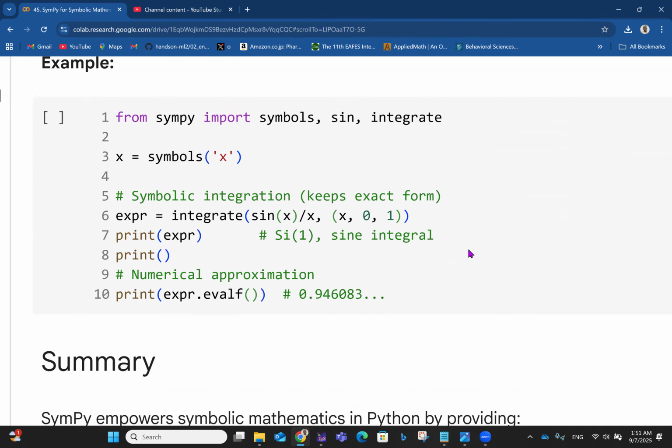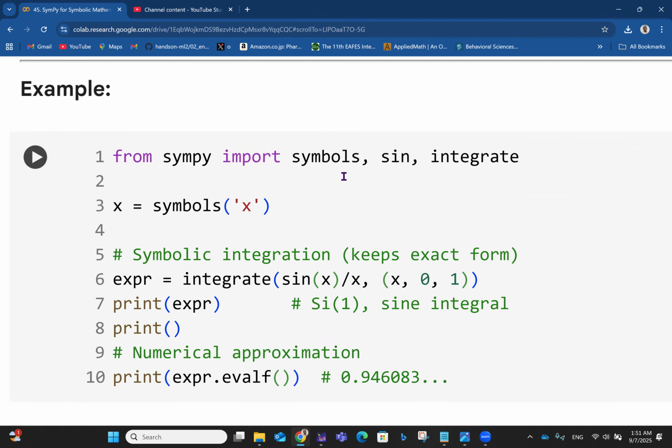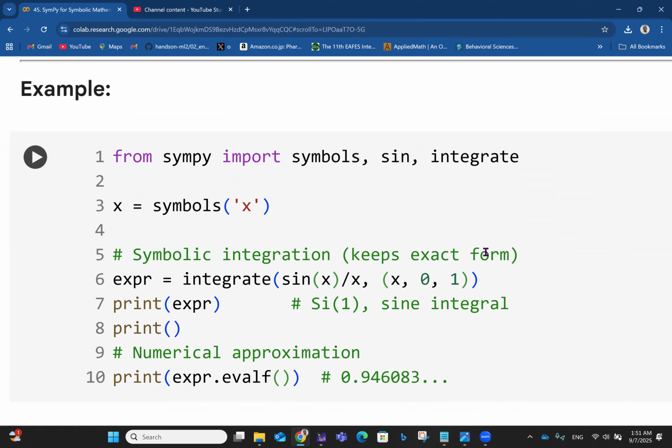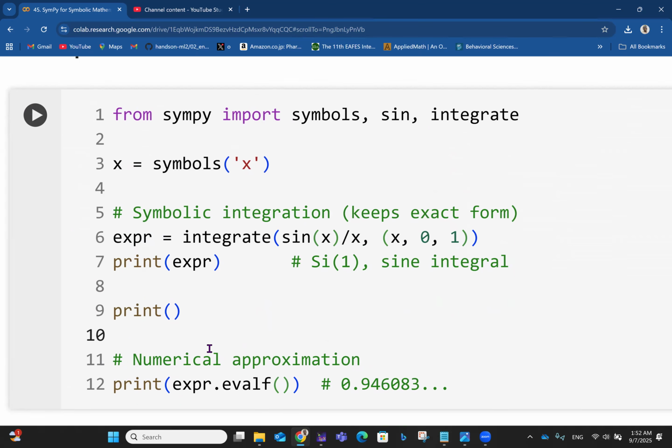So see this example. From SymPy, import symbols. Of course, you must always import symbols. Then you have sin, you have integrate. So you have x = symbols('x') to tell you that x no longer is that x that takes just any value, but now x is going to remain like that because it is symbolic in this situation. So you now have symbolic integration, which keeps exact form. So you say expr = integrate(sin(x)/x, (x, 0, 1)). And then you will now want to print the expression like that.